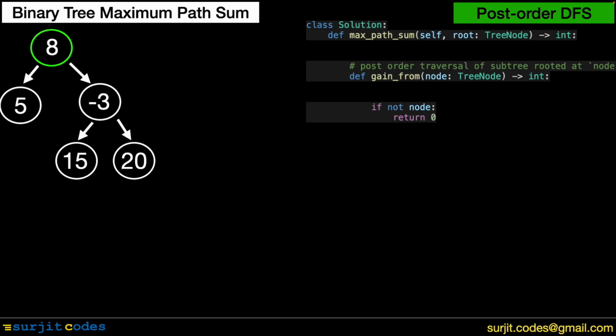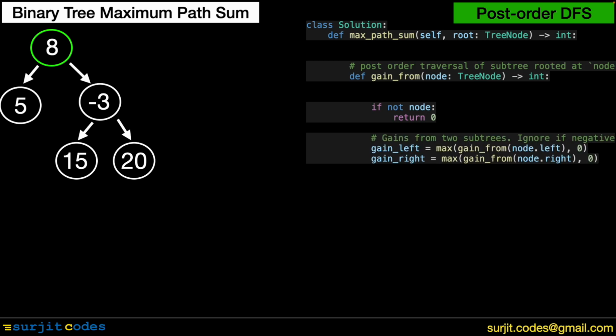If the node is none, the gain from it is 0. Otherwise, let us find gain from its two child nodes. Gain left is found from the left child by applying the same recursive function. But we ensure that the gain is not negative by taking its max with 0. Similarly, gain right is obtained from the right child. Path sum is the node value plus gain left plus gain right. This value is 32 in this case.